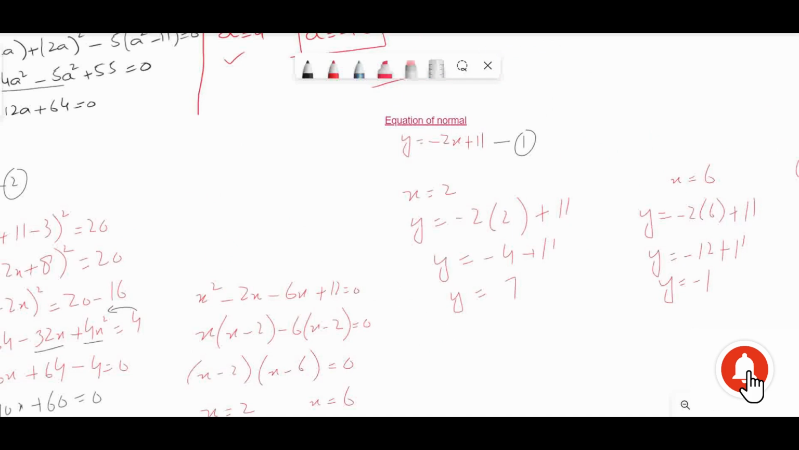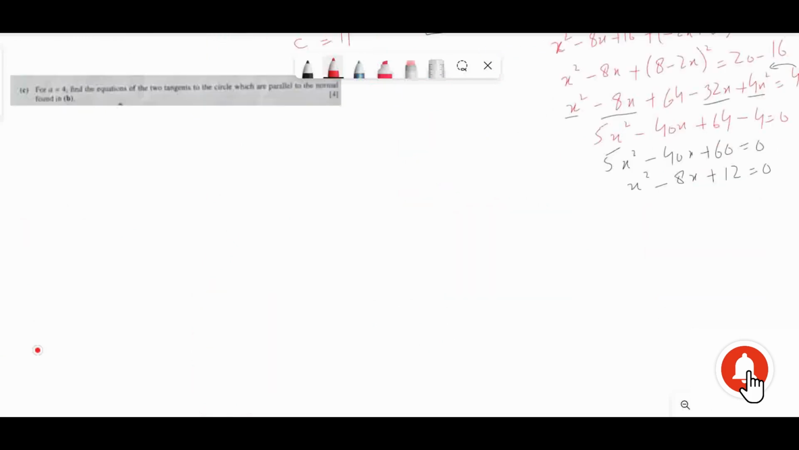Now let's move to the next part. Next question. Now in this question, find the equation of two tangents to the circle which are parallel to the normal found in B. Now found in B means, first of all, we can see the condition. We have to use the tangent, we have to use the same working.